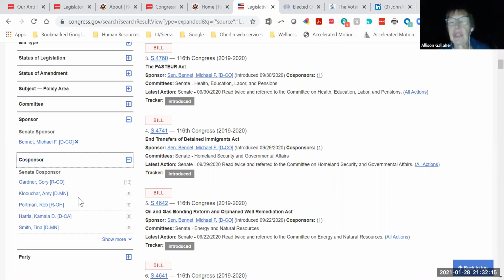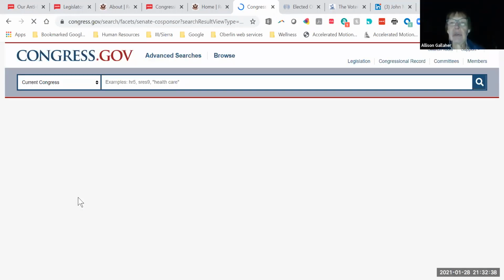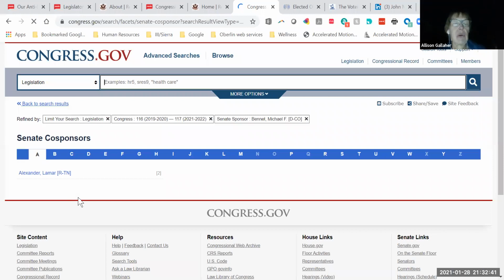I am not going to put you through that because it's a lot of following links and following links and following links. But this is descending order of relationship, and you can see all of them. So if I choose the show more, it'll go to that alphabetical list and I can see every single person who co-sponsored something that Michael Bennet introduced. So twice, Lamar Alexander co-sponsored something that Michael Bennet introduced. And that's just in the last 2 Congresses. And you can go further back if you want to.